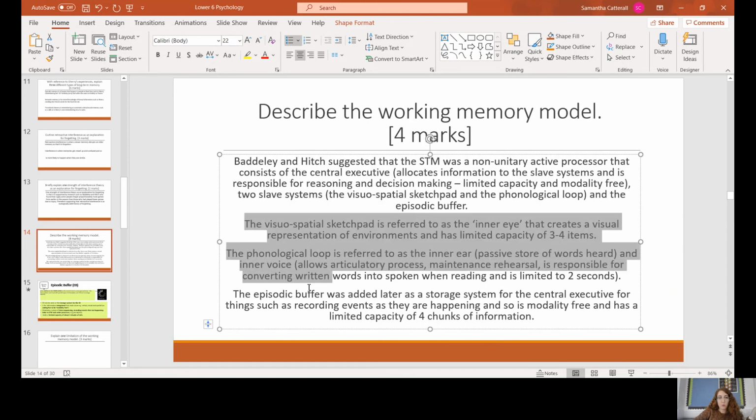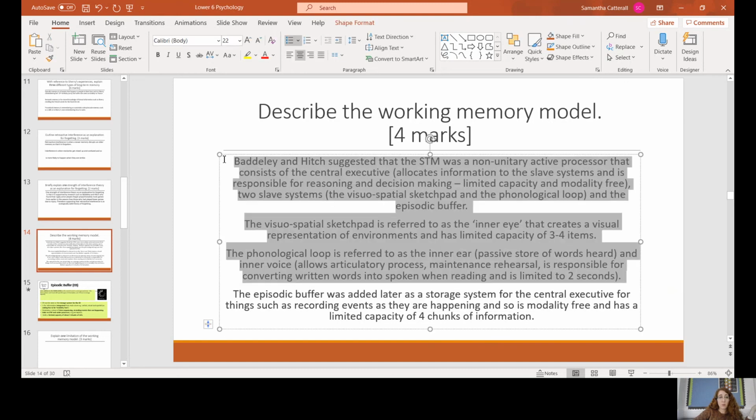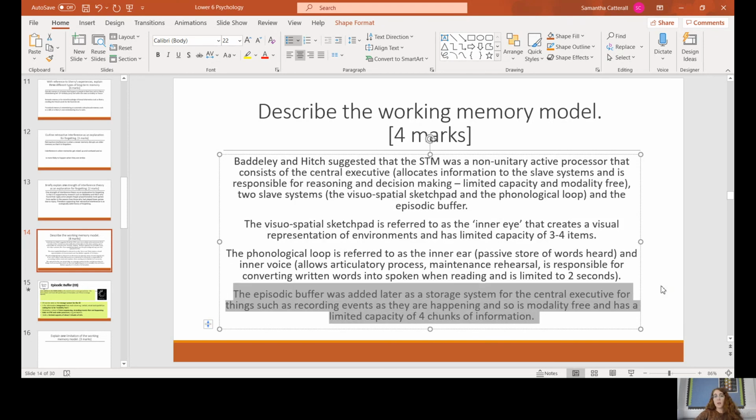But you do need to put more detail in to get into that top band, so you can probably get 4 with just that bit, but if you've got time or whatever, you might as well add it on. So there you are.